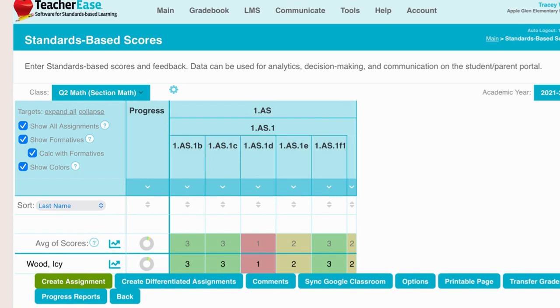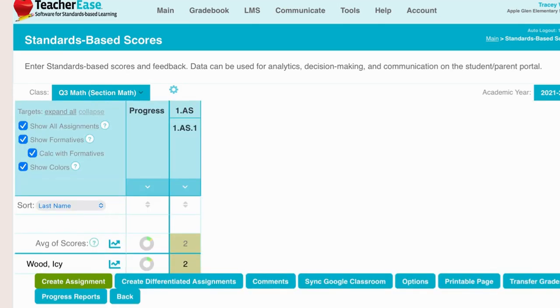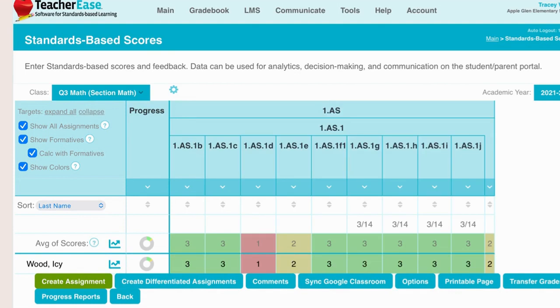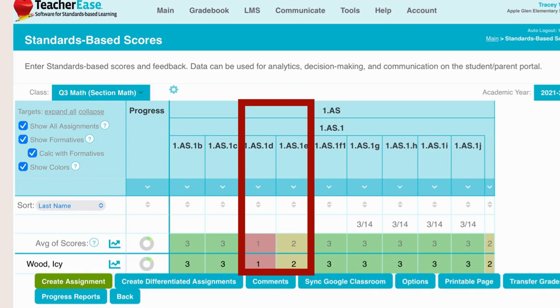Carry this learning into the third quarter, and still at this time the student is earning a 2 on the report card. If you expand that, you can see that there are many more learning targets now. The newest learning targets, 1G, 1H, 1I, and 1J, are all mastered by the student, but because these 2 learning targets from the first quarter were never mastered, the student cannot earn a 3 on the report card.